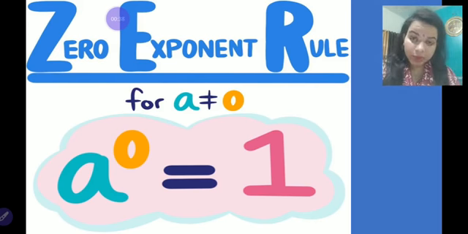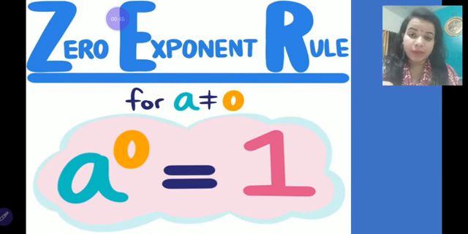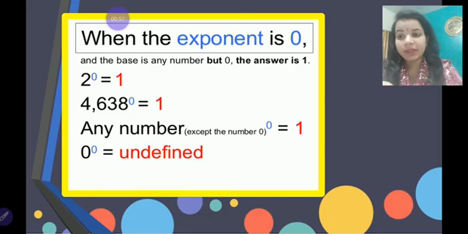If your power is 0, your answer will always be 1. However bigger be the number, however smaller be the number, your answer will be 1. Clear? Only one thing that you have to remember is your number should not be 0. 0 raised to the power 0 is not equal to 1. This is undefined. Clear? Now let us see few examples.